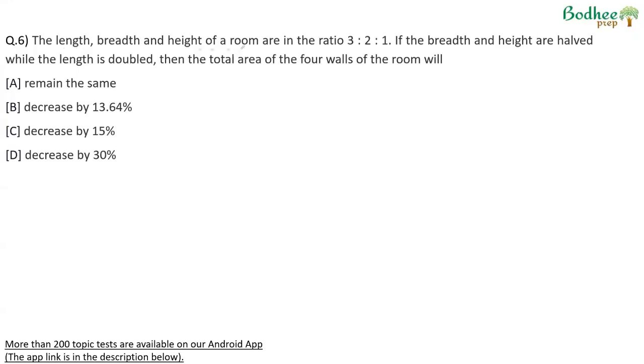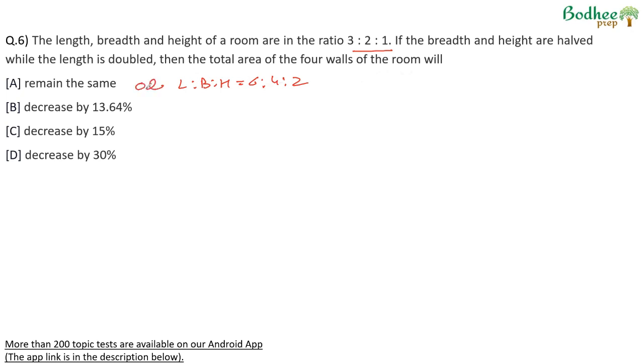The length, breadth, and height of a room are in the ratio 3:2:1. If the breadth and height are halved and the length is doubled. So let the initial length, breadth, height be 6:4:2, basically multiplying the entire thing by 2 and then taking the ratio, because for the new length, breadth, height, I'll have to halve the number, so I'll not get a fraction.